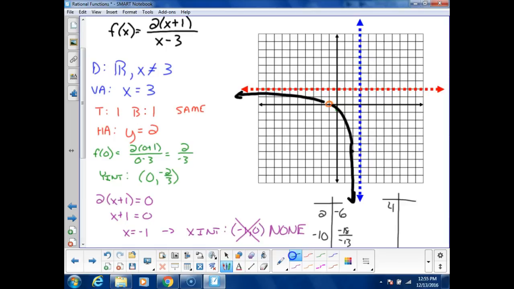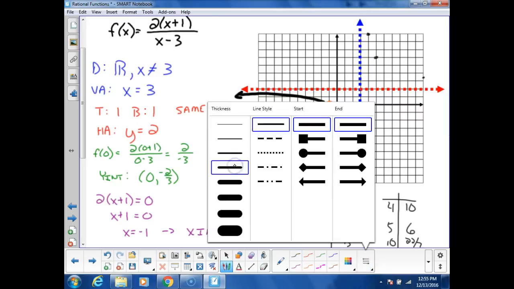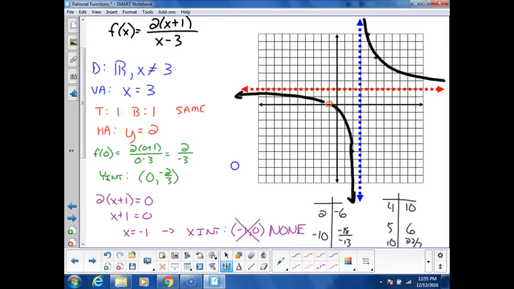This side, let's go 4. That's going to give me 10. Let's go 5. That's going to give me 6. Let's go 10. That's going to give me 22 over 7, which is a little more than 3. So then this side looks like that. Okay, with me?